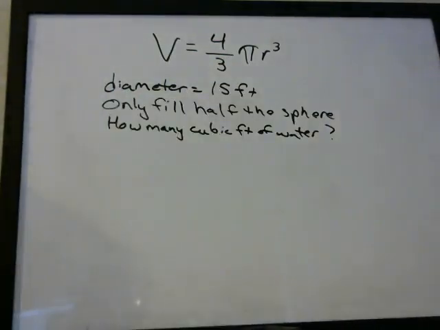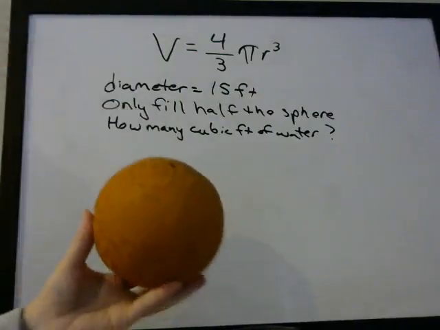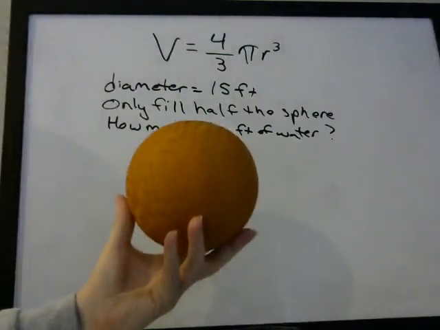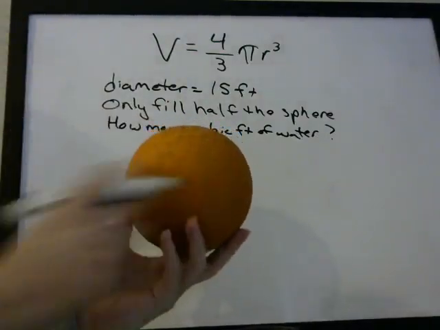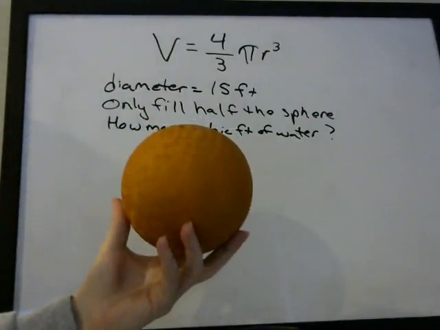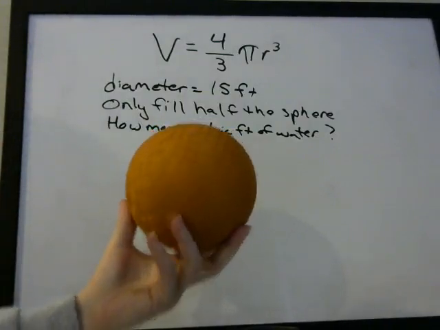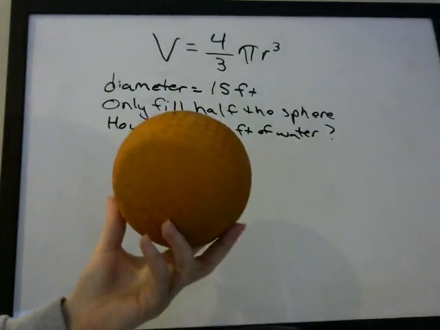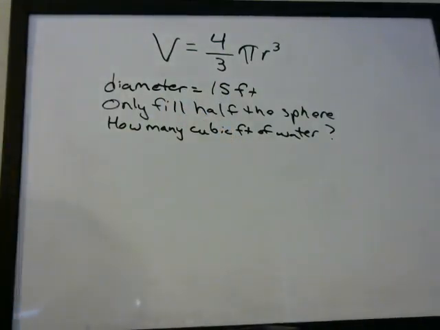So you have a sphere. Say we have this ball. We're going to fill this thing with water, but we're only going to fill it halfway. So how many cubic feet? Well, this isn't going to be large enough for feet, but you know what I mean. How many cubic feet of water are we going to put in the sphere whose diameter is 15 feet?